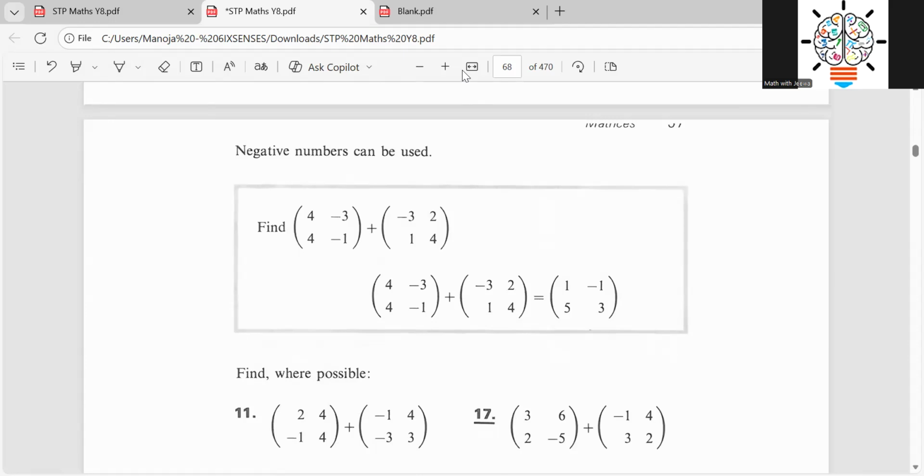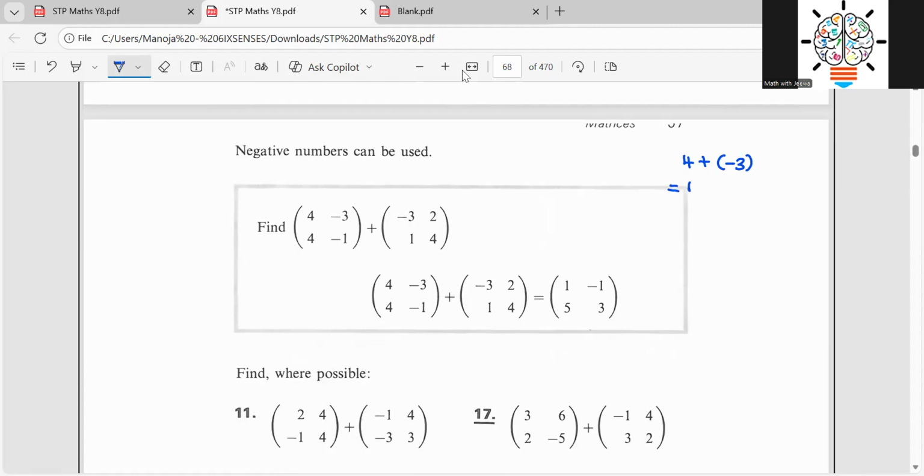Then we'll see the next one. This is the same concept, but here we have to deal with negative numbers. Earlier, when you added the entries of a matrix, you just added them, no? But here we want a working column. You just write like this: 4 plus negative 3. Then I write 4 minus 3. The answer is 1.